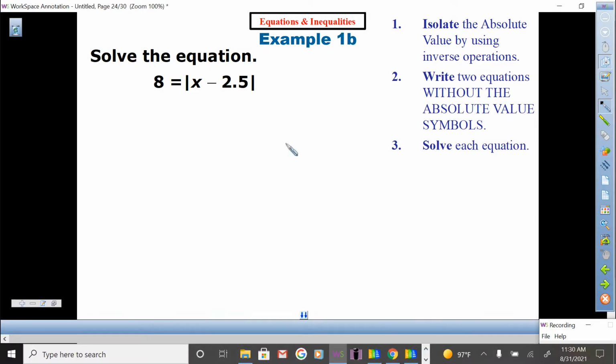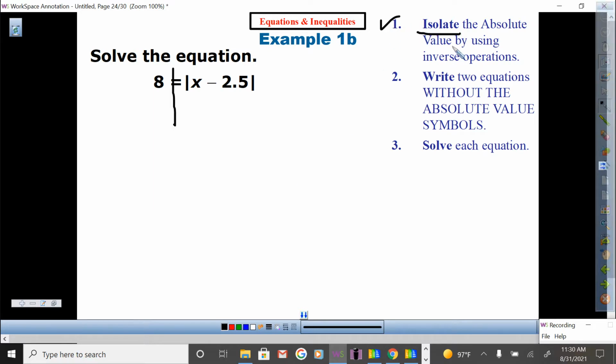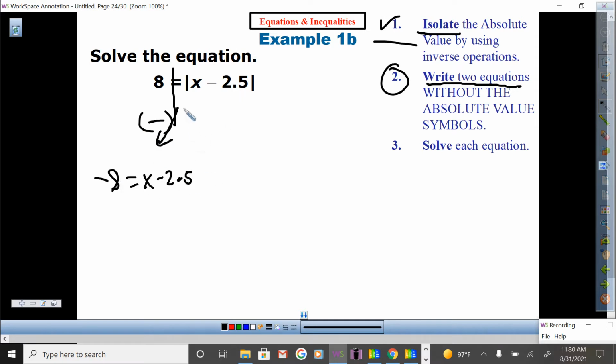Here we go. Line down the equal sign. Look at the left side. We can't simplify anymore. The right side we can't simplify anymore. So let's go with step 1. Isolate the absolute value. Look at the absolute value. Is there anything outside of that absolute value on that side? No, so we're done with step 1. Let's go to step 2. What do we do for step 2? Write 2 equations. So I'm going to go 1 for negative 8 equals x minus 2.5, and 1 for positive 8 equals x minus 2.5.